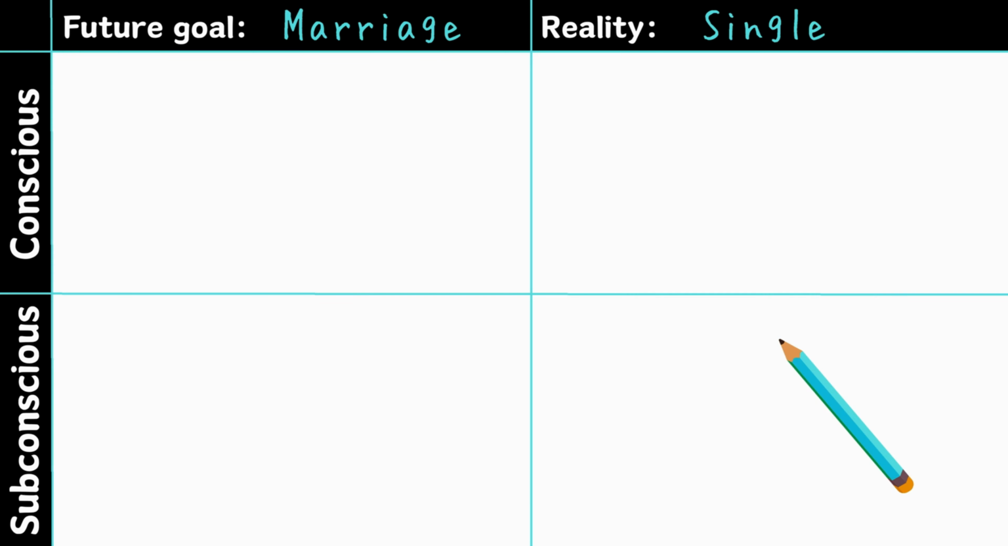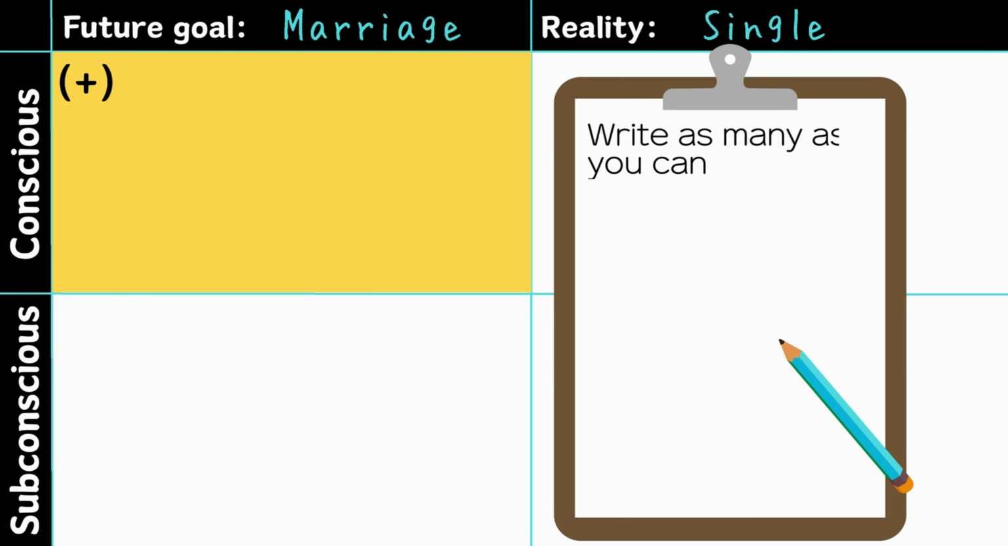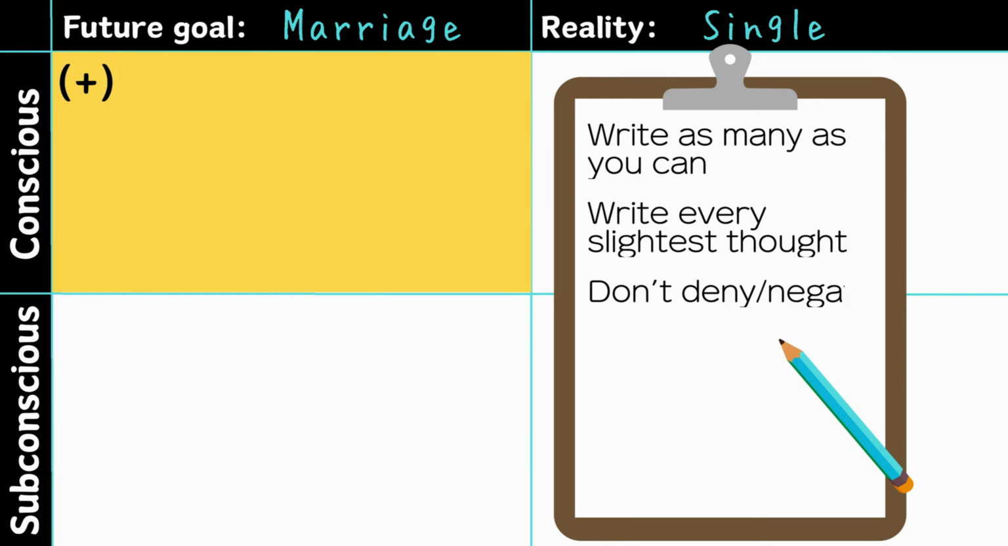First of all, let's focus on the top left column. In this column, we want to write down the positive aspects of achieving that future goal of getting married. What are the advantages that you're thinking or expecting to have if you were to get married? Write down as many as you can and make sure you write down even the slightest thought that comes up to you. The most important thing here is to not deny or negate what word comes up to you.